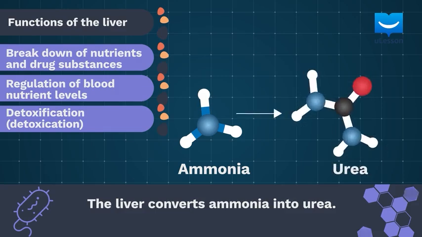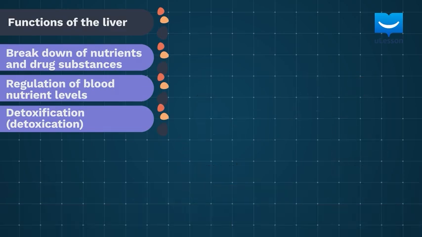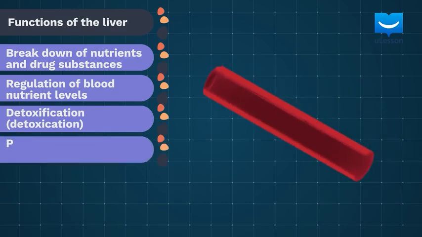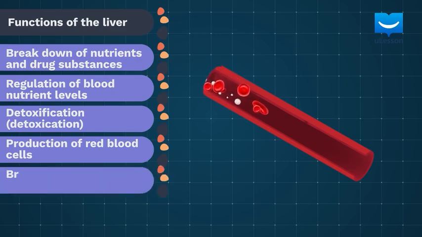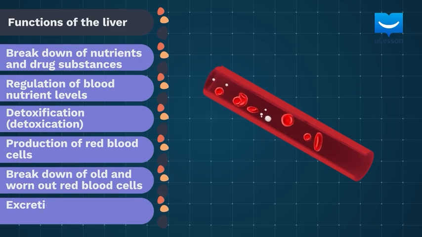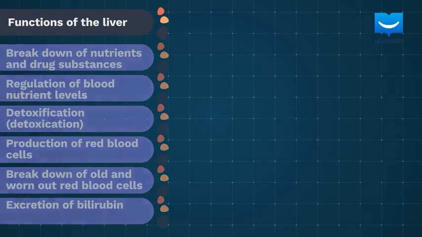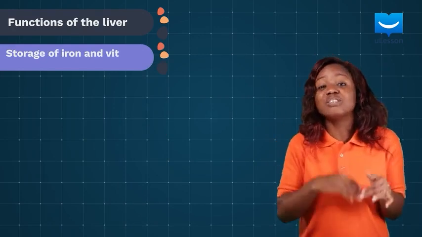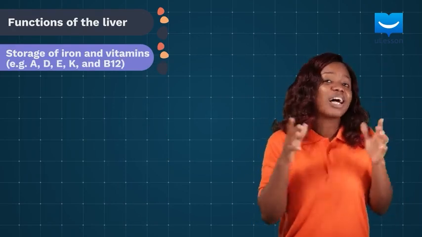The liver plays an important role in the production of red blood cells, especially in fetuses, those are unborn babies. The liver also helps break down old or abnormal red blood cells and excretes the bilirubin resulting from the breakdown into bile and urine. The liver stores iron gotten from red blood cell breakdown in large amounts.